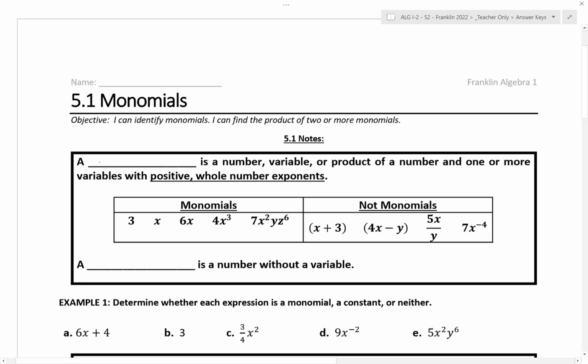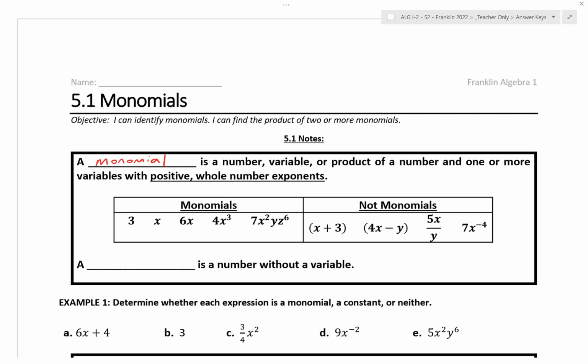So a monomial is a number, variable, or product of a number and one or more variables with positive whole number exponents. And because it is a monomial, basically what that means is it is an expression made up of one thing, one term of things that are being multiplied together.